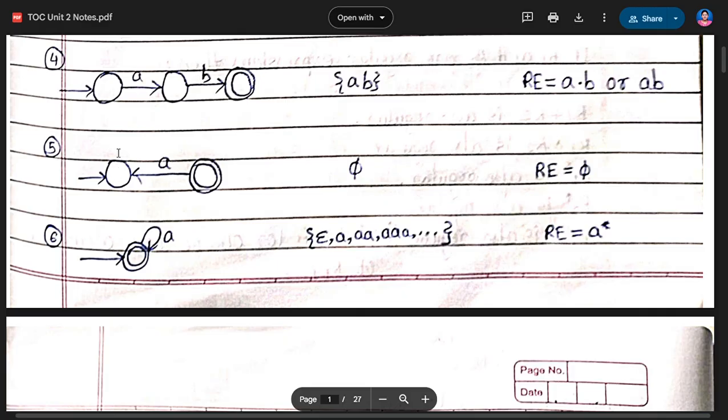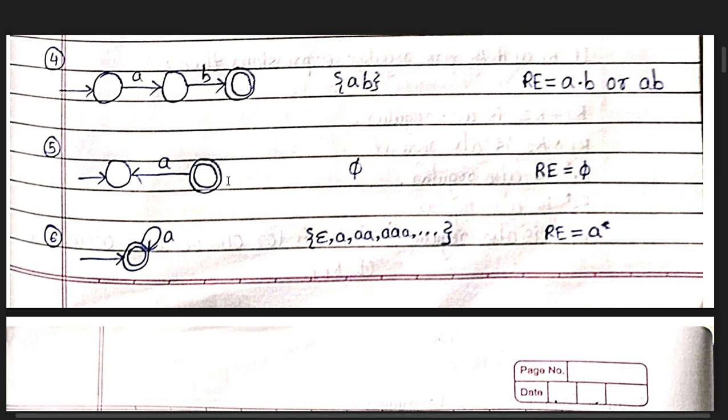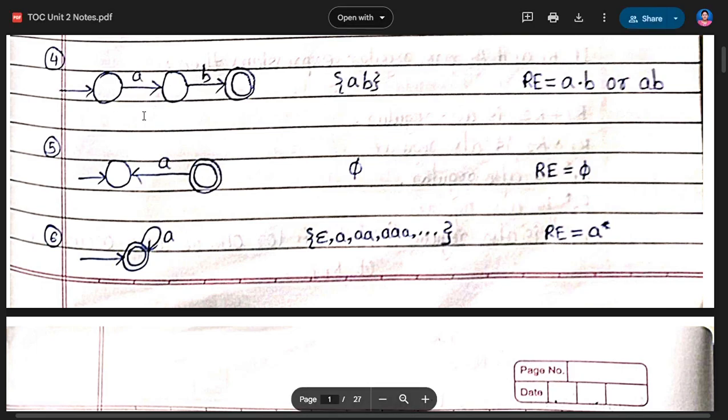Next, this is the initial state and this is a final state. When you see a diagram like this, the language is phi, and the regular expression is also phi, meaning nothing.